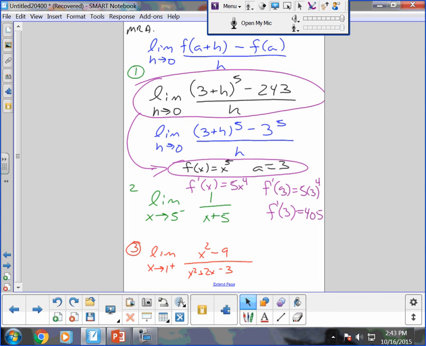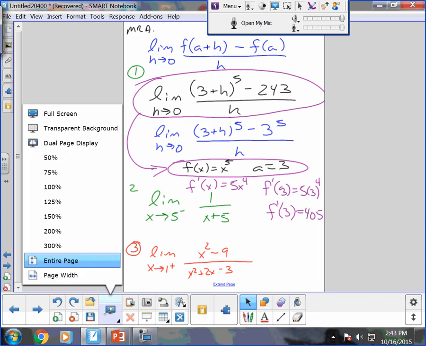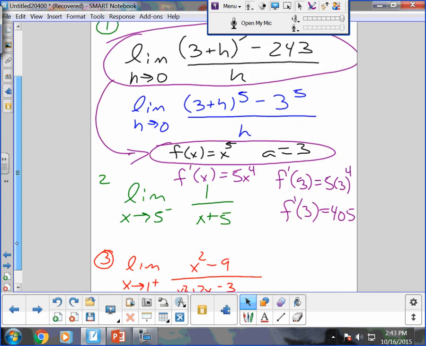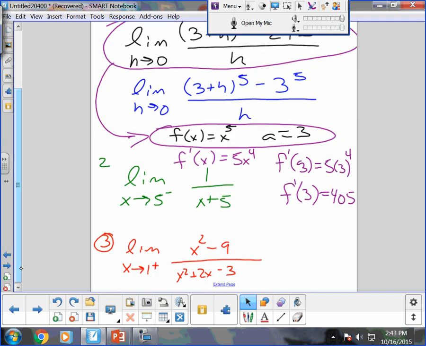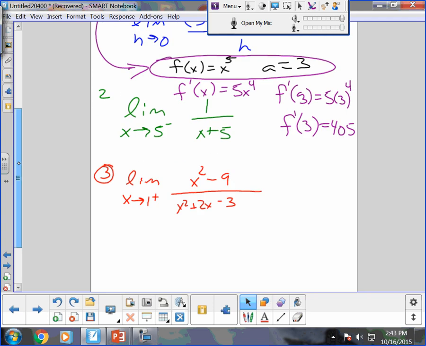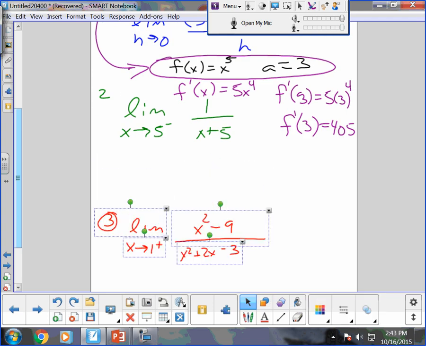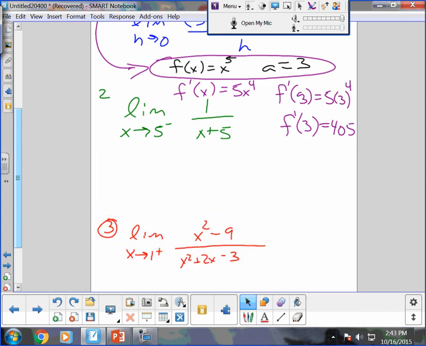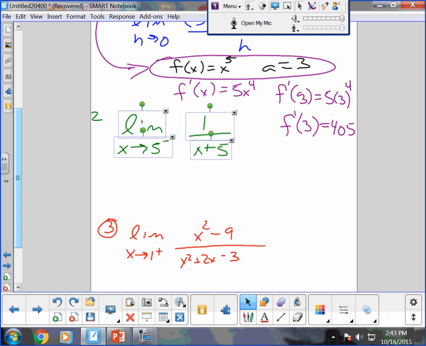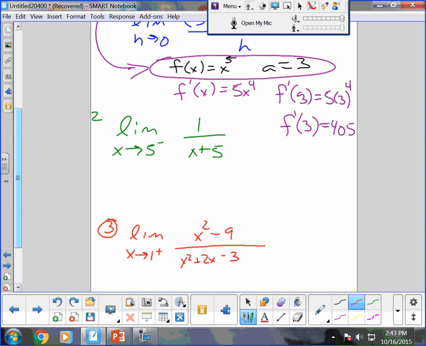Now, the green one and the red one. I'm going to move down the page. Get this a little bigger, give myself some space. These are both one-sided limits. Now, I will tell you right away, the green one is an infinite discontinuity. And if you know your parent functions, your mother functions, this problem gets a lot simpler.